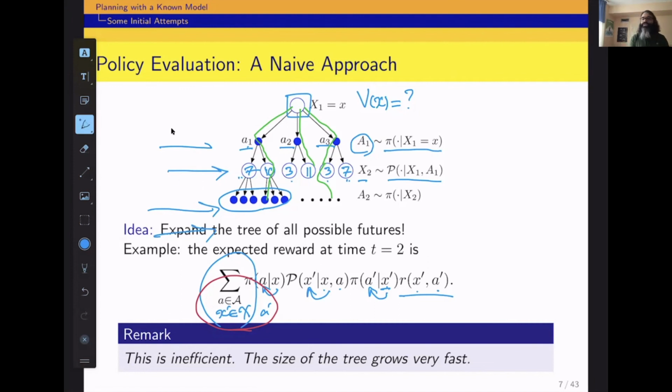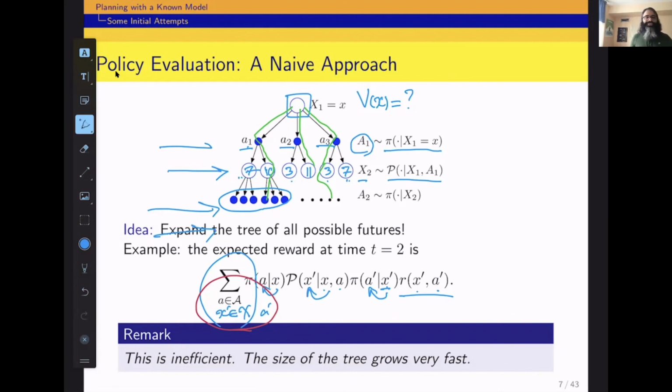But you see that it's kind of decreasing. The size of the tree grows exponentially with the depth. So this is not tractable. So it's very inefficient. So even though in principle it's possible to do it, we cannot really do it. So this approach does not work. So what can we do?